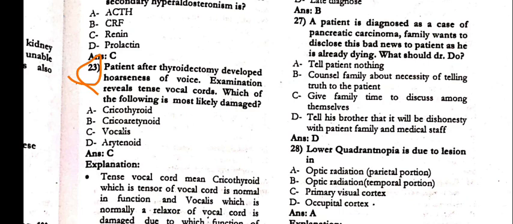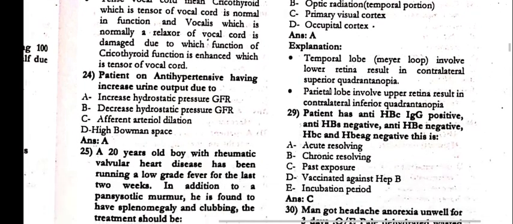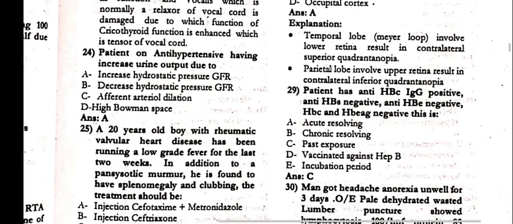Next, 23, the patient after thyroidectomy develops hoarseness of voice. The examination shows tense vocal cord curvature. The following is the most likely damage, that is the vocalis. Next, 24, the patient on antihypertensive having increased urine output is due to increased hydrostatic pressure, GFR.